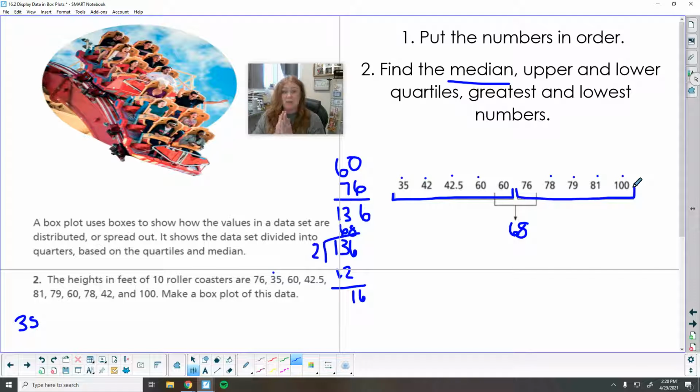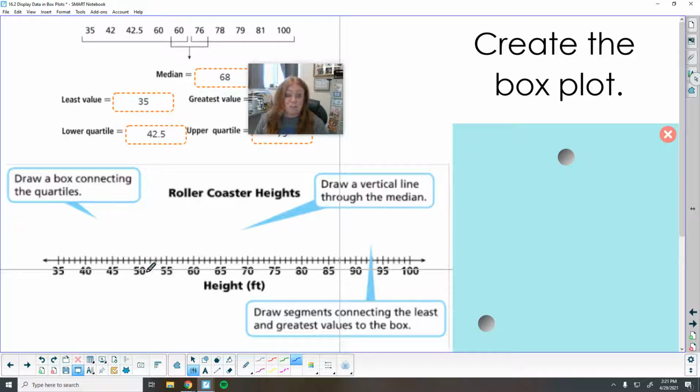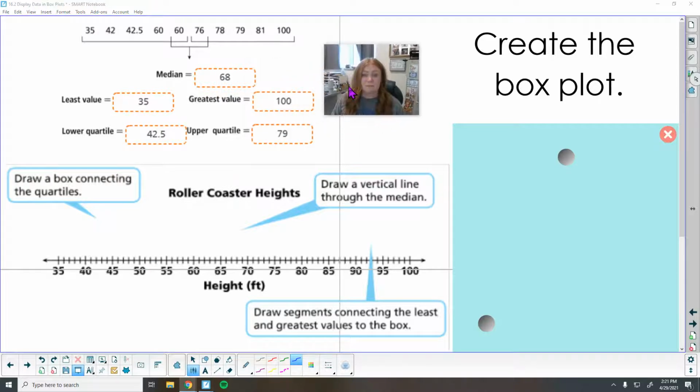So if there's just 1 in the middle, just circle it, it's done. But if there were 2 in the middle that you had to find the median of, then we've got to break it up and give 1 to this side and 1 to this side. So now we're going to find the median here. So 35 matches 60, 42 matches 60. So here's my Q1. And then 76 matches 100, 78 matches 81. Here is Q3. So now using that information, we're going to put it on a number line.